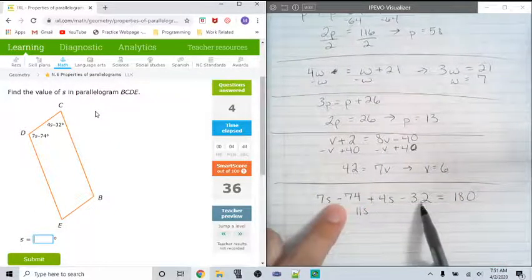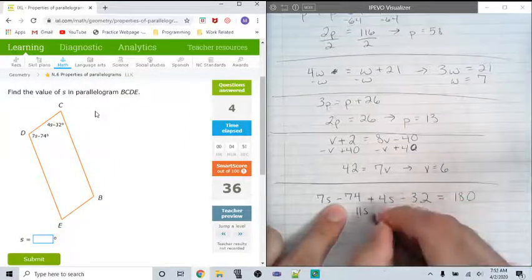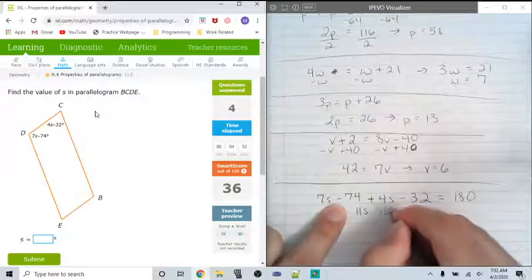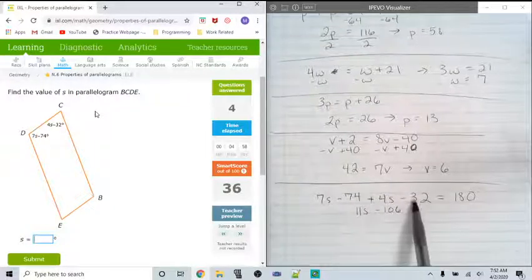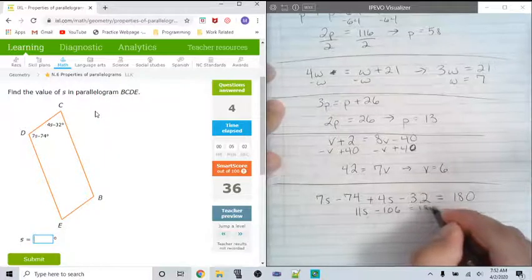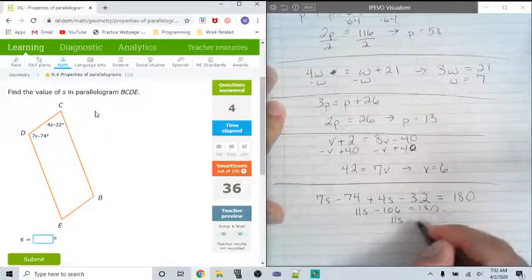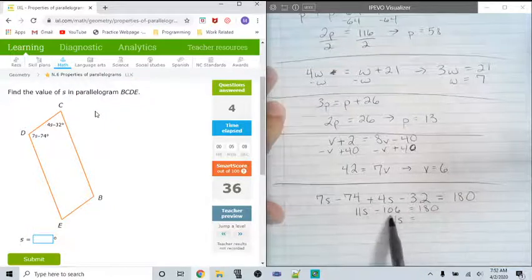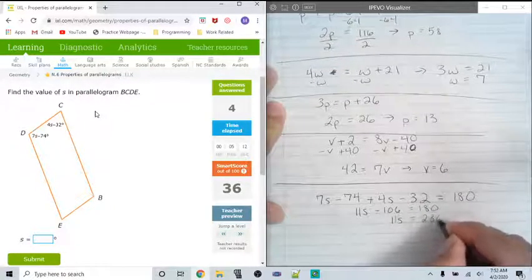The 74 and the 32 are both negative. So if we think about it like debt, looks like we owe both things. So this is going to be minus 106. Okay. So keeping in mind, all I did was 70 and 30 is 100. 4 and 2 is 6. That's all still equal to 180. And so then I go, well, 11s is going to equal, and I'm going to add this to this side. It's going to equal 286.